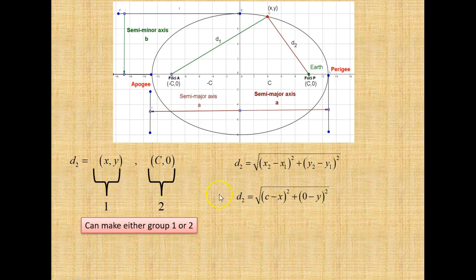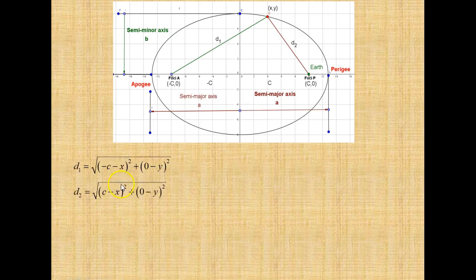And we do the same thing with D2. What is x2? x2 is, this is number 2. x2 is what? c. And x1 is x. y2 is, this 2 is what? 0. And y1 is y. So therefore, D1 and D2 are equal to the following.